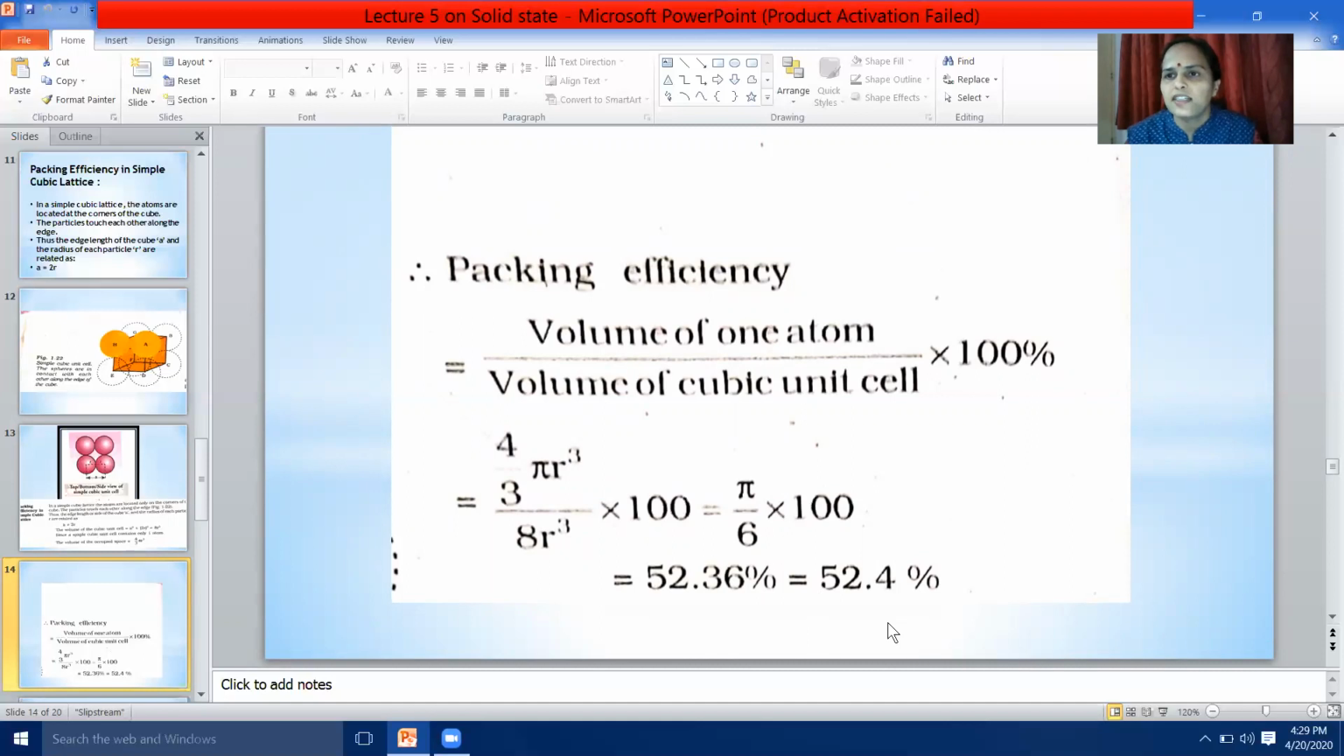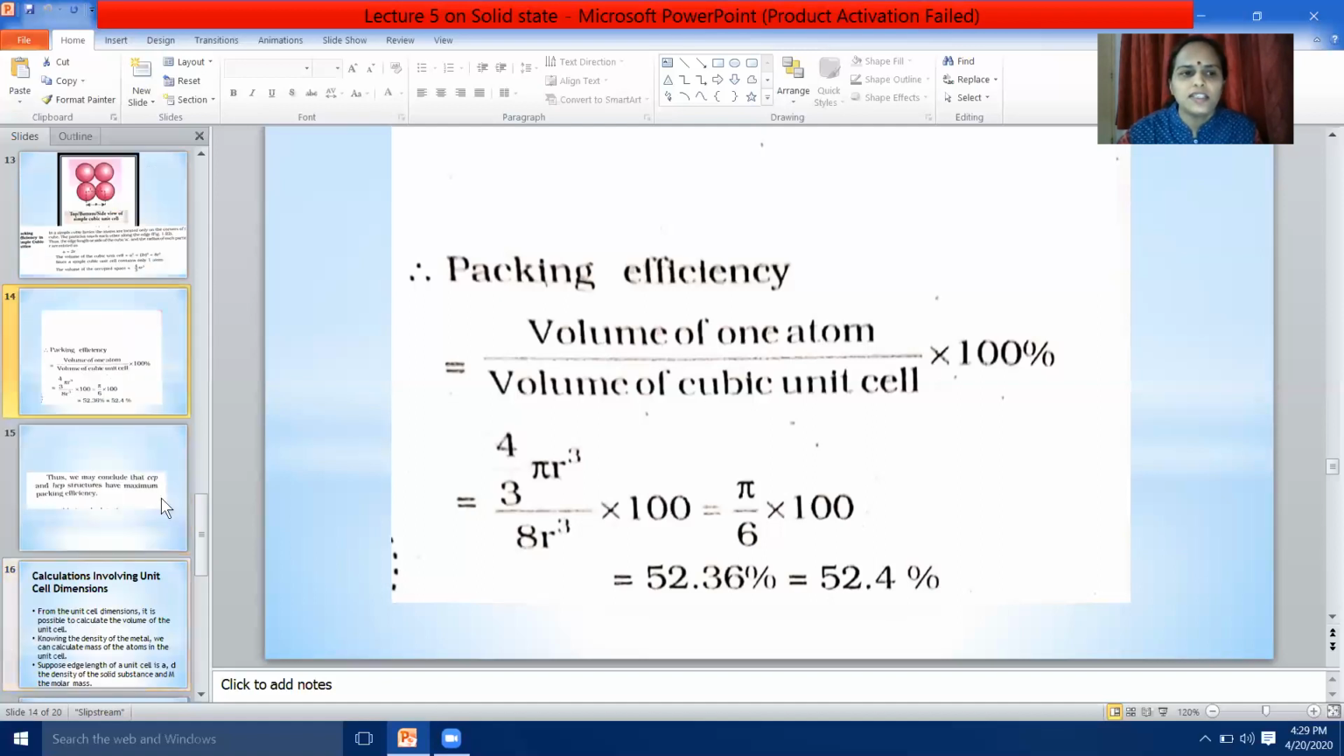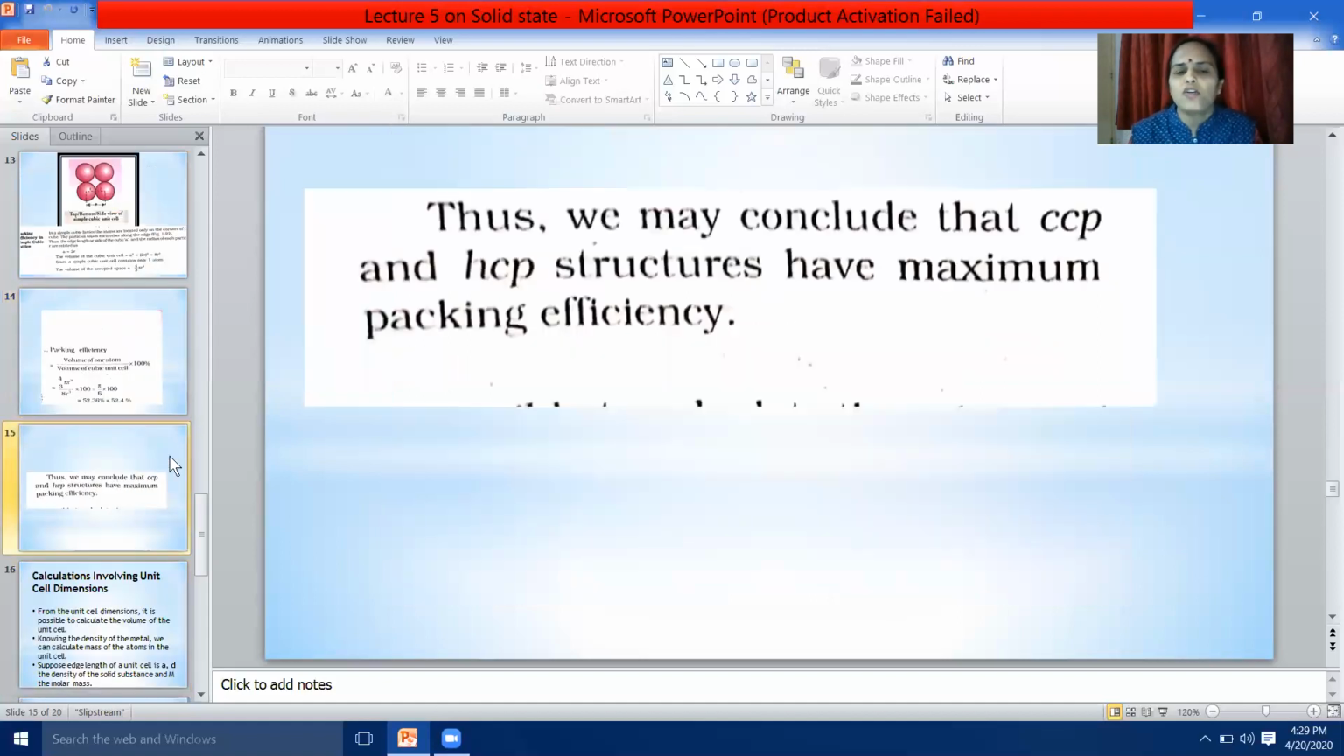Packing efficiency there I said it is equal to 74%. Second case was BCC structure. There we calculated the packing efficiency to be 68%. And the third case is primitive cubic unit cell. There the packing efficiency comes out to be 52.4%. So the highest packing efficiency is seen in case of HCP or CCP structures. They have got the maximum packing efficiency. So I hope it's clear for all of you till here.